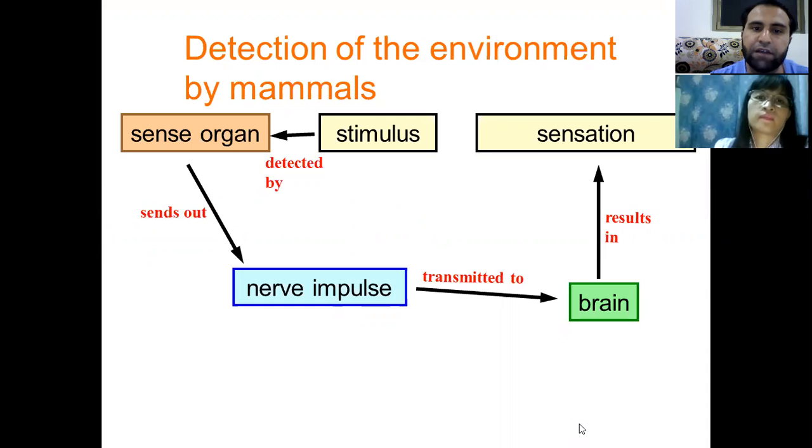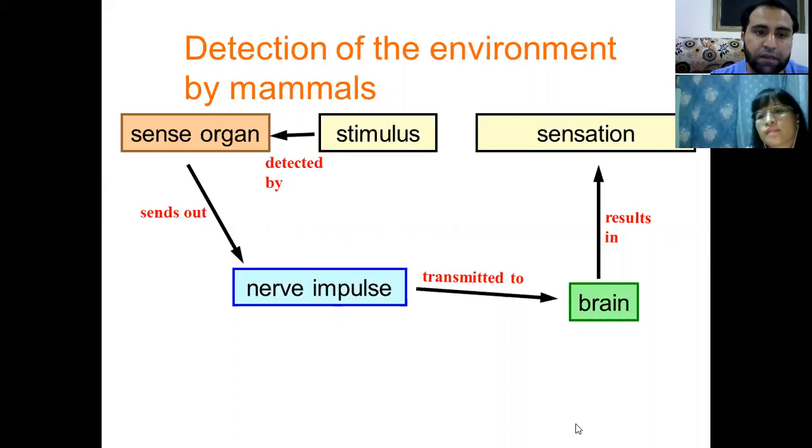First of all, we should know the general process of detection of the environment by mammals. A stimulus is actually a change in the environment. Whenever a change comes in the environment, it is detected by a sense organ. That is converted into an impulse, and the impulse is actually an electrochemical signal. That electrochemical signal travels through neurons to the brain, and as a result you feel the thing. That feeling is called sensation.